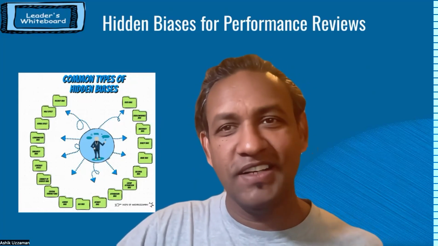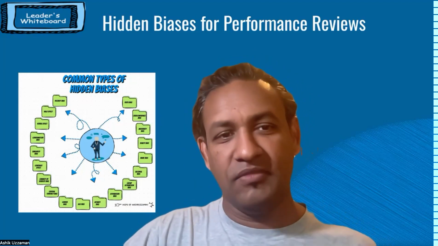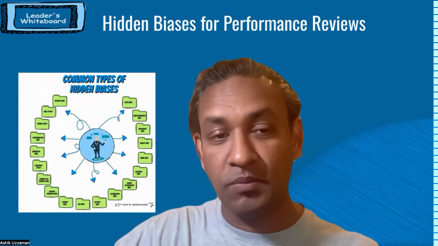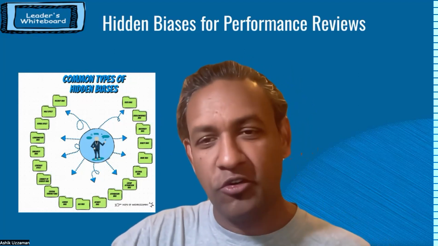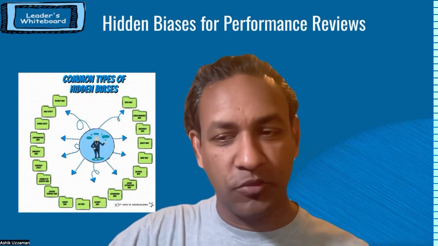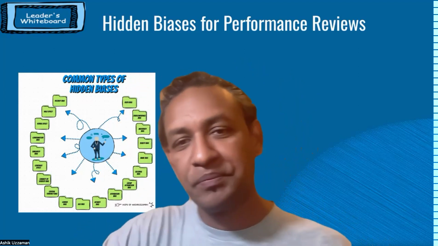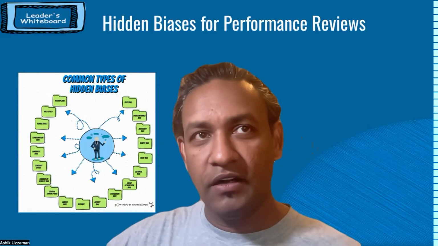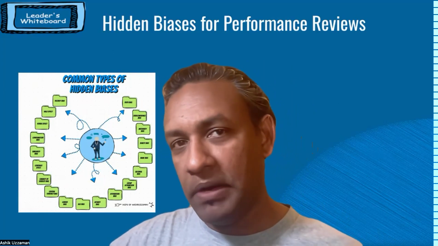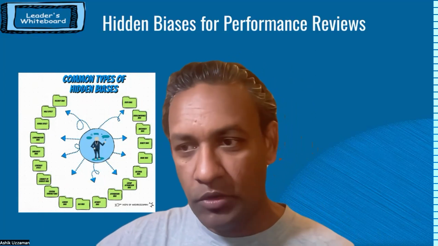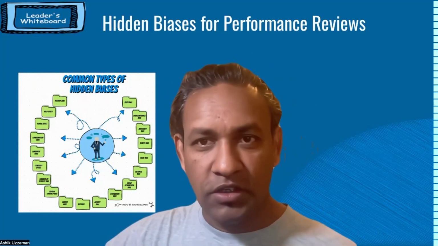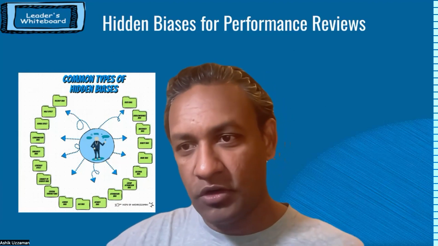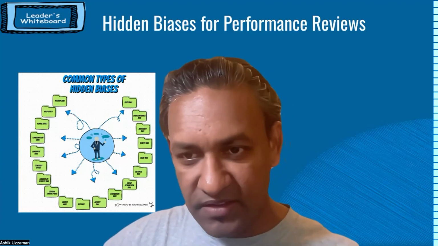So the first one is recency bias. It's about overemphasizing an employee's most recent behavior or performance while undervaluing past performance. What it means is that, let's say, you are supposed to evaluate your direct report's performance for quarter one, quarter two, quarter three, and quarter four. And the employee has had a bad performance in quarter one and quarter two, but has turned around. And in quarter three and quarter four, the employee did some amazing job.